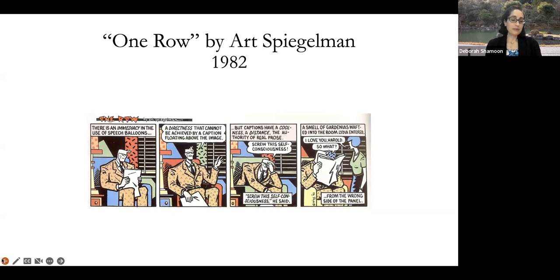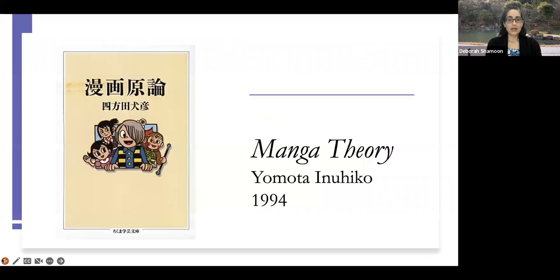But there's a third option Spiegelman doesn't present here, and that is text outside word balloons or text boxes. And this is a technique that developed in shoujo manga, among other places, to express the interiority of the main characters. In Manga Theory, which is another major work in manga studies, Yomota Inuhiko says that text outside word balloons is equivalent to first-person narration. The emphasis on the inner life of the main character is appropriate to the genre of shoujo manga, which is all about depicting emotion.